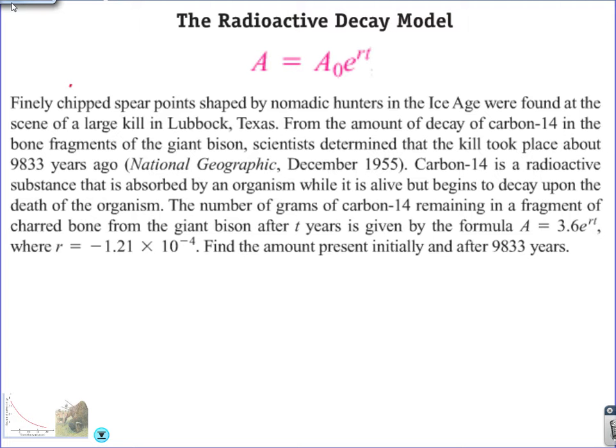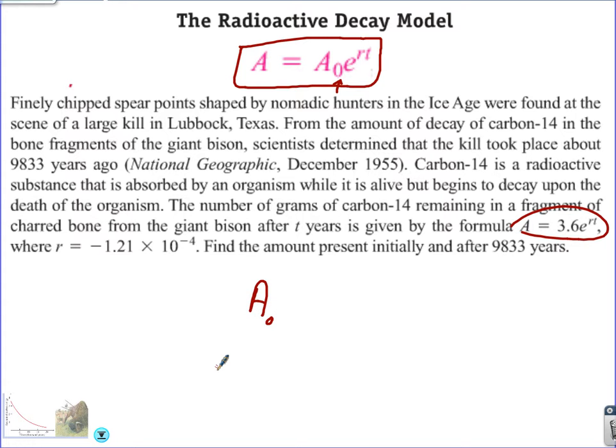They plugged everything in. They actually just give you a formula. A0 is 3.6, e to the RT. Let me describe all the pieces of this. A will be the amount of carbon-14 you have at some point. A0. Let's talk about that subscript 0. It's supposed to be like A with a little 0 down here.